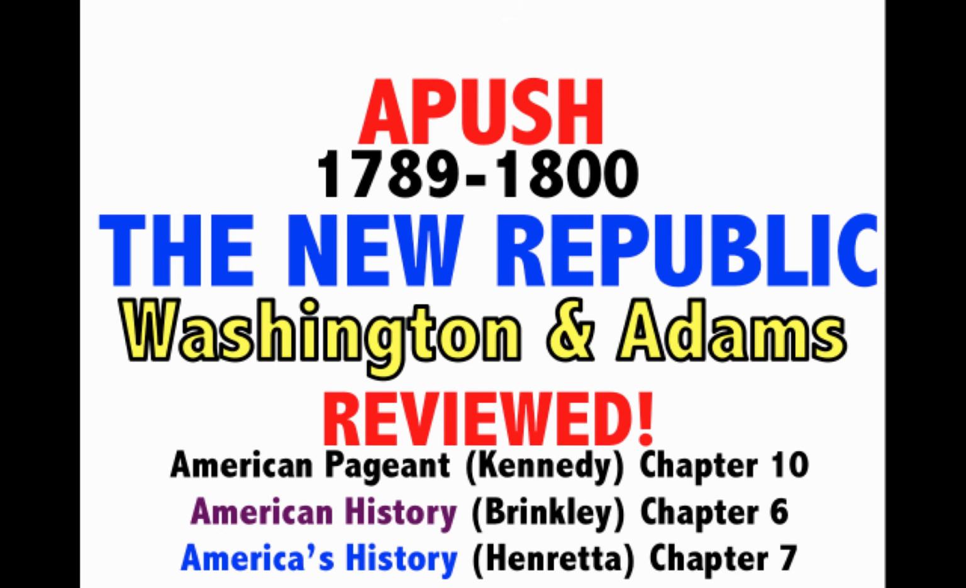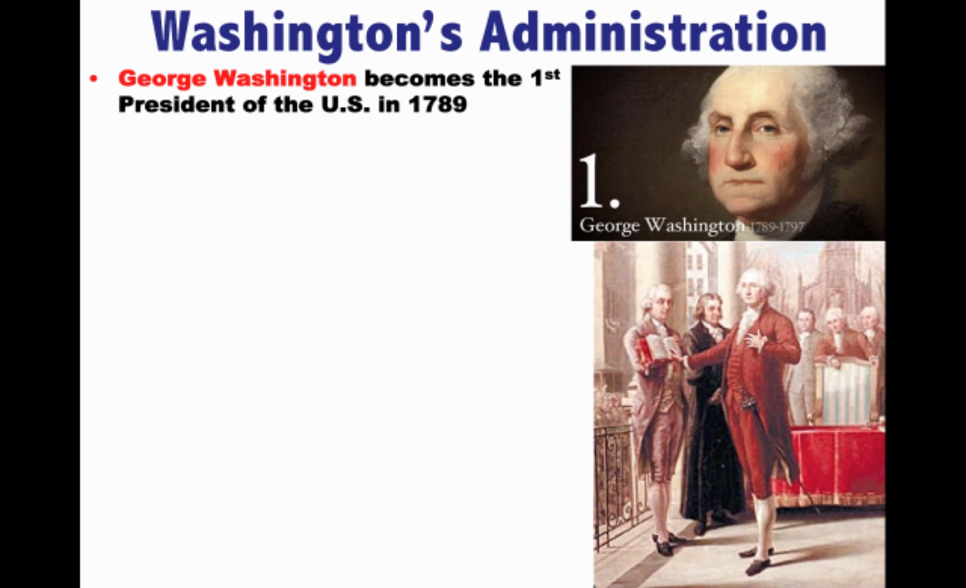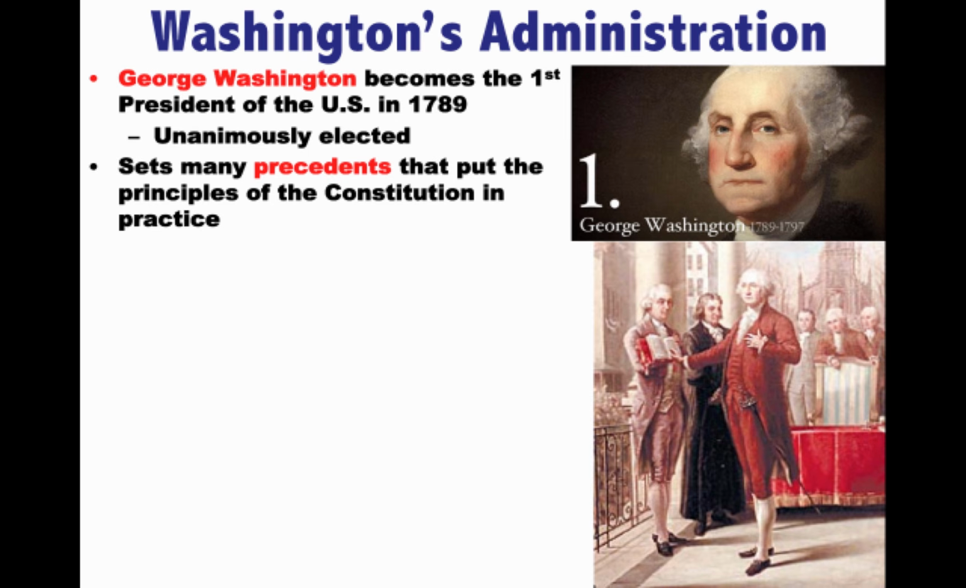In this video, we're taking a look at the administrations of George Washington and John Adams, the new republic from 1789 to 1800. So we all know Washington is the first president. He becomes the first president of the U.S. in 1789 when he takes the oath of office. He's unanimously elected, and he sets many precedents that put the principles of the Constitution in practice. He's doing things for the first time, and he's establishing things that future leaders will also do.